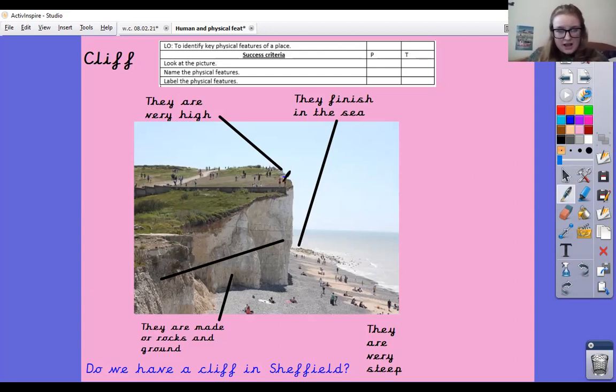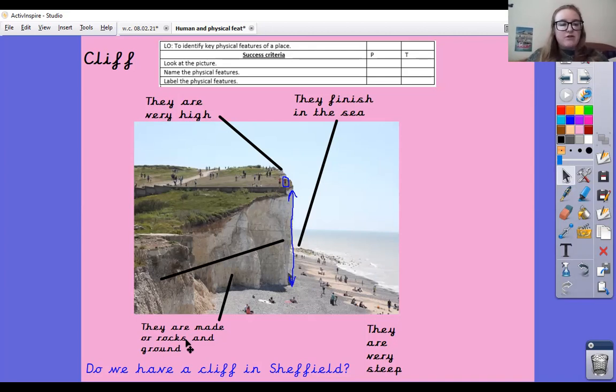So that's a person that is taller probably than you and me. And look how small they are compared to this really, really tall cliff. So we know that cliffs are very high. Sometimes cliffs finish in the sea. So we can see that this cliff is finishing, and then the sea, when it comes in, will roll all the way up to the bottom of that cliff.